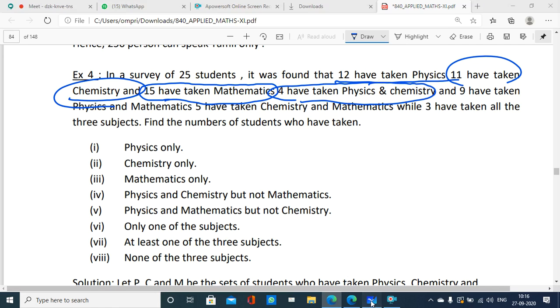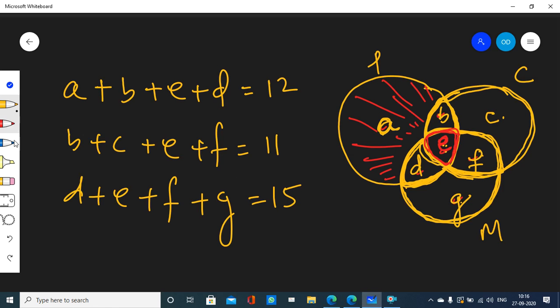4 have taken physics and chemistry. Guys, tell me what is the number of people who take physics and chemistry both? B plus E, right? B plus E people take physics and chemistry both, and that is 4. Get it?